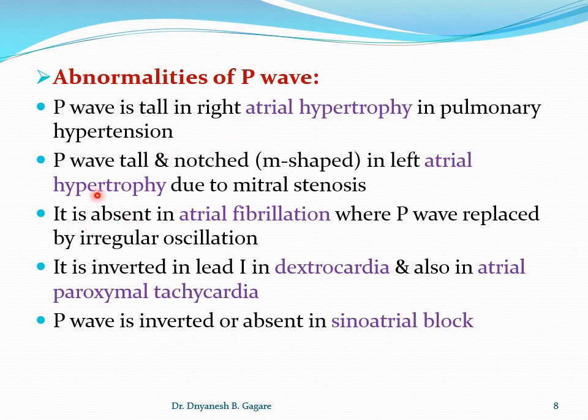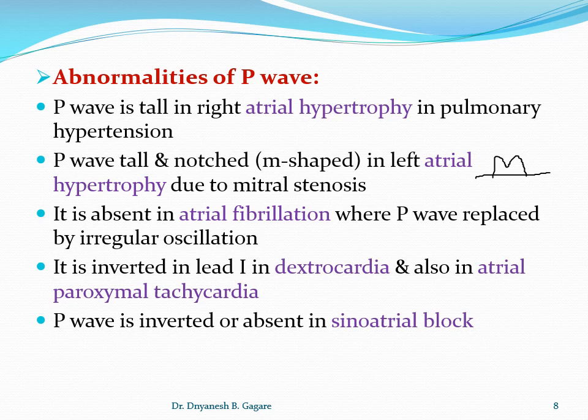Then the P wave is tall and notched, that is M shape, in left atrial hypertrophy. For example, it occurs in mitral stenosis. In mitral stenosis, the wave comes like this. There is an M shape. It is also tall, and a notch is there, looking like an M shape. And it happens in mitral stenosis.